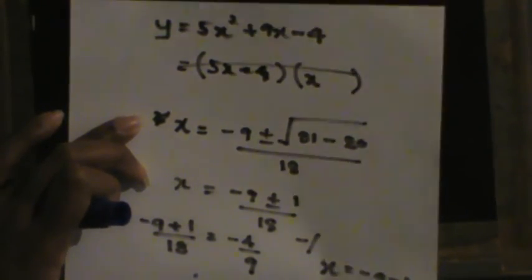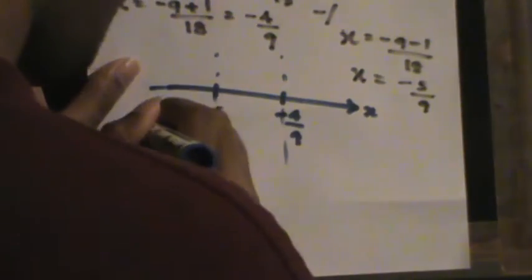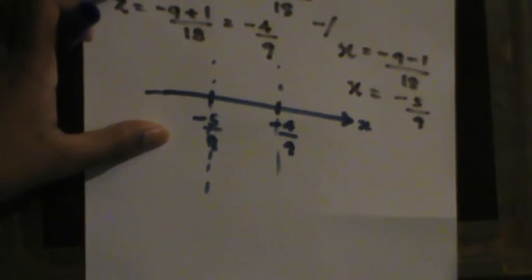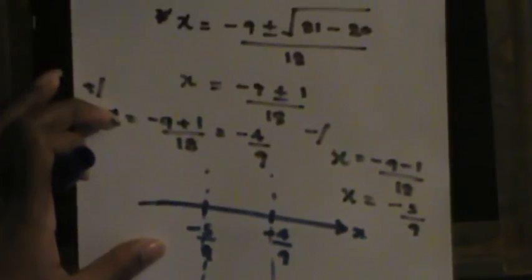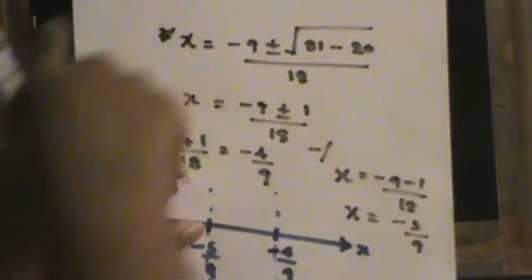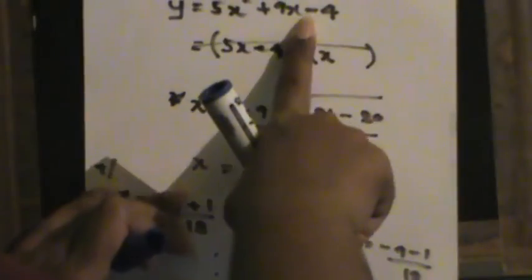when you substitute some value, say here is minus 1, right? When you substitute minus 1 here, you will get minus 1 squared, which is 1. So 1 times 5 is 5. Here minus 9, so 5 minus 9 is minus 4. Minus 4 minus 4 is equal to minus 8. So y is less than 0.